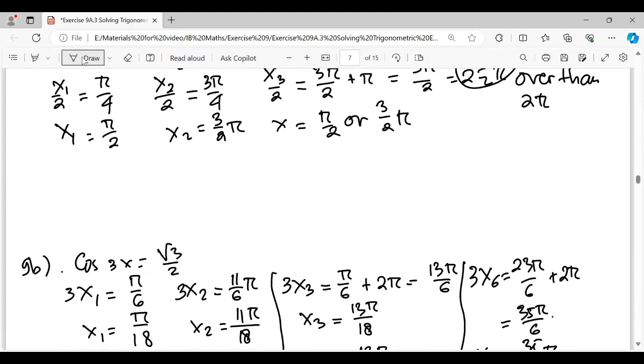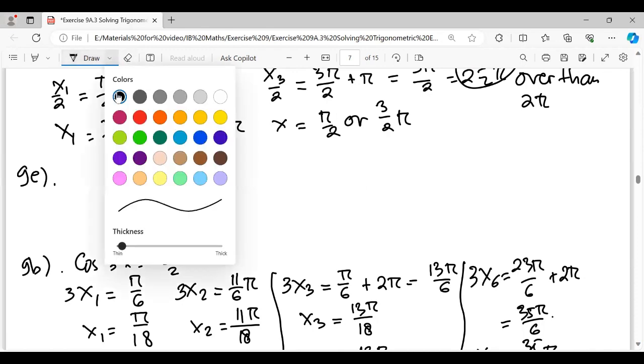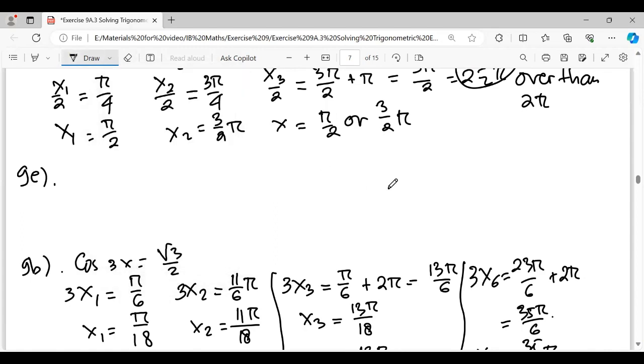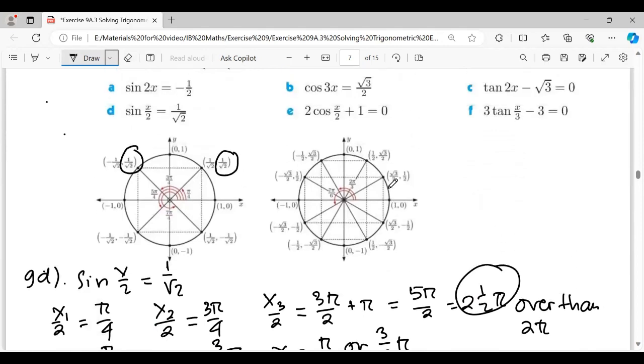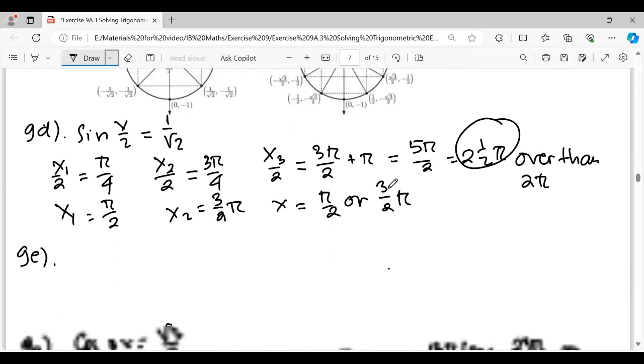Next, 9E. 2 cosine x over 2 plus 1 equals 0. Okay.